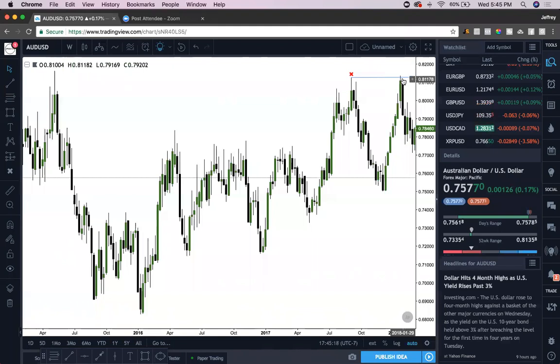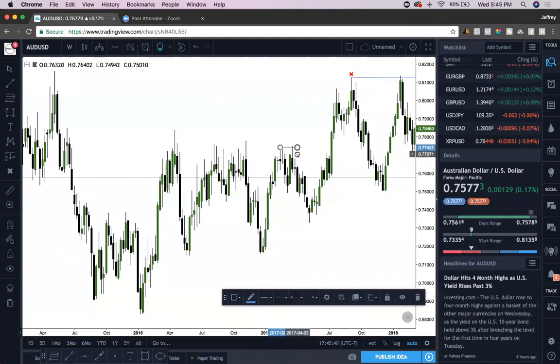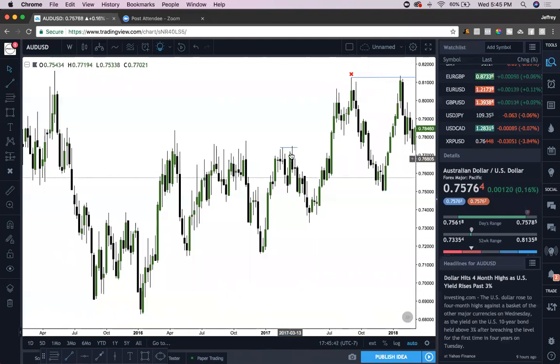So does that kind of explain what a turtle soup is for you, Chris? It's just you're looking for the market to trade above or below a previous high or previous low and then reject. So again, just like you see here: you got a high, market trades above it, rejects, trades lower.